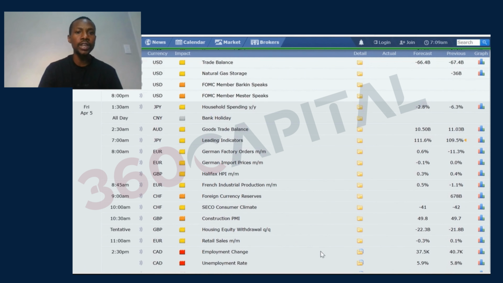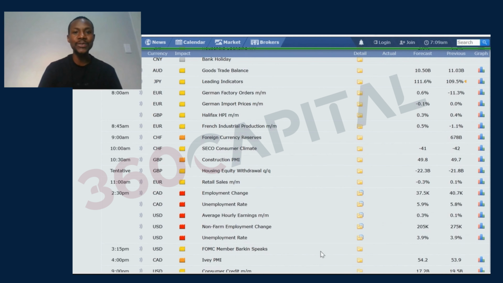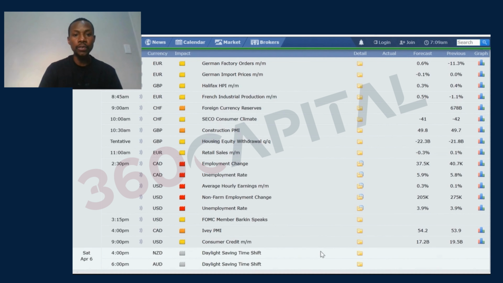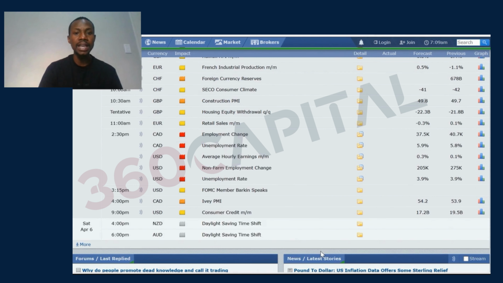Moving on to the last day of the week, Friday, we also have the same bank holiday from China. At 9 a.m. from the Swiss franc, we have foreign currency reserves, expecting a lot of volatility. But at 2:30 p.m. is where there's high movement. We are seeing employment change, the employment rate, average hourly earnings month to month, and non-farm employment change from the US, all again at 2:30 p.m. on Friday. So that's how much high impact volatility there is.